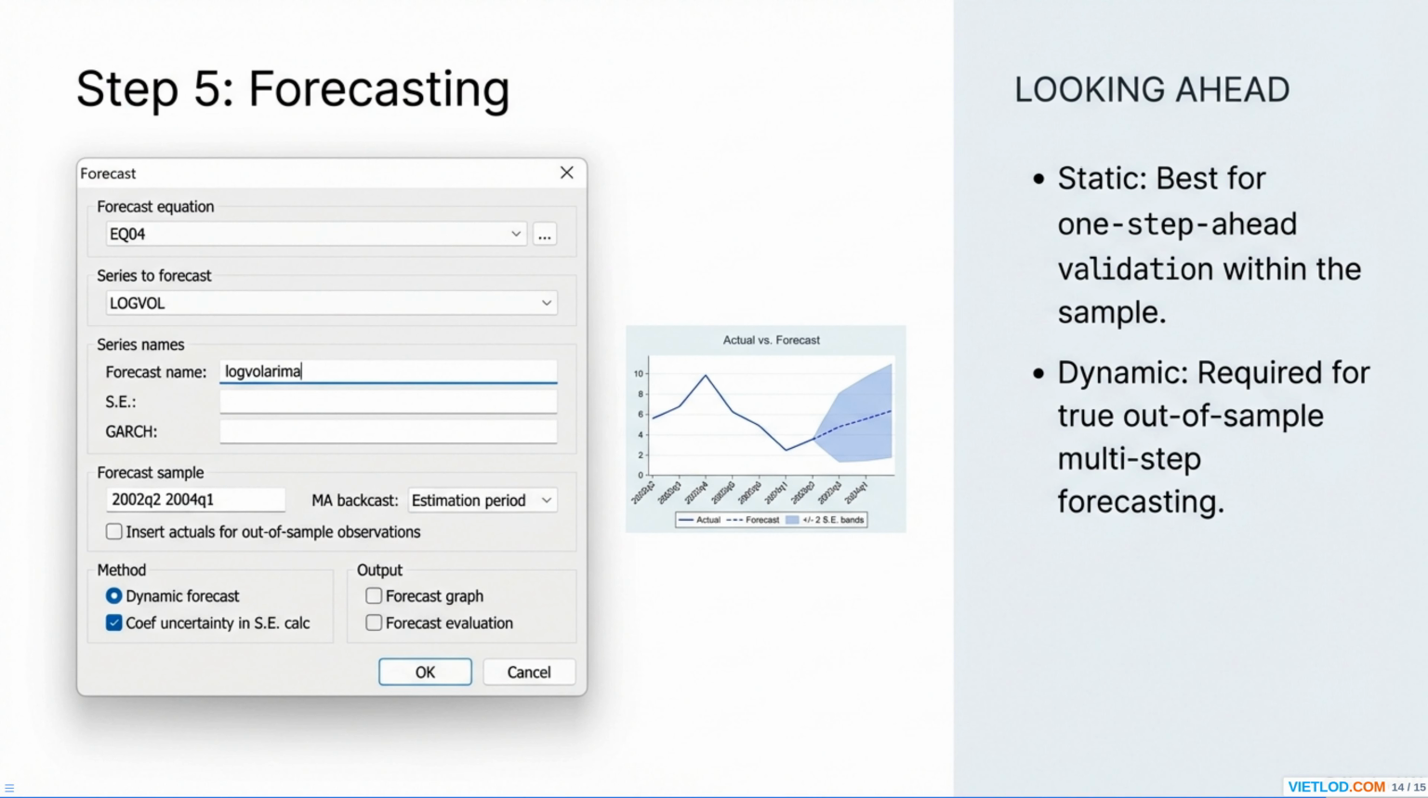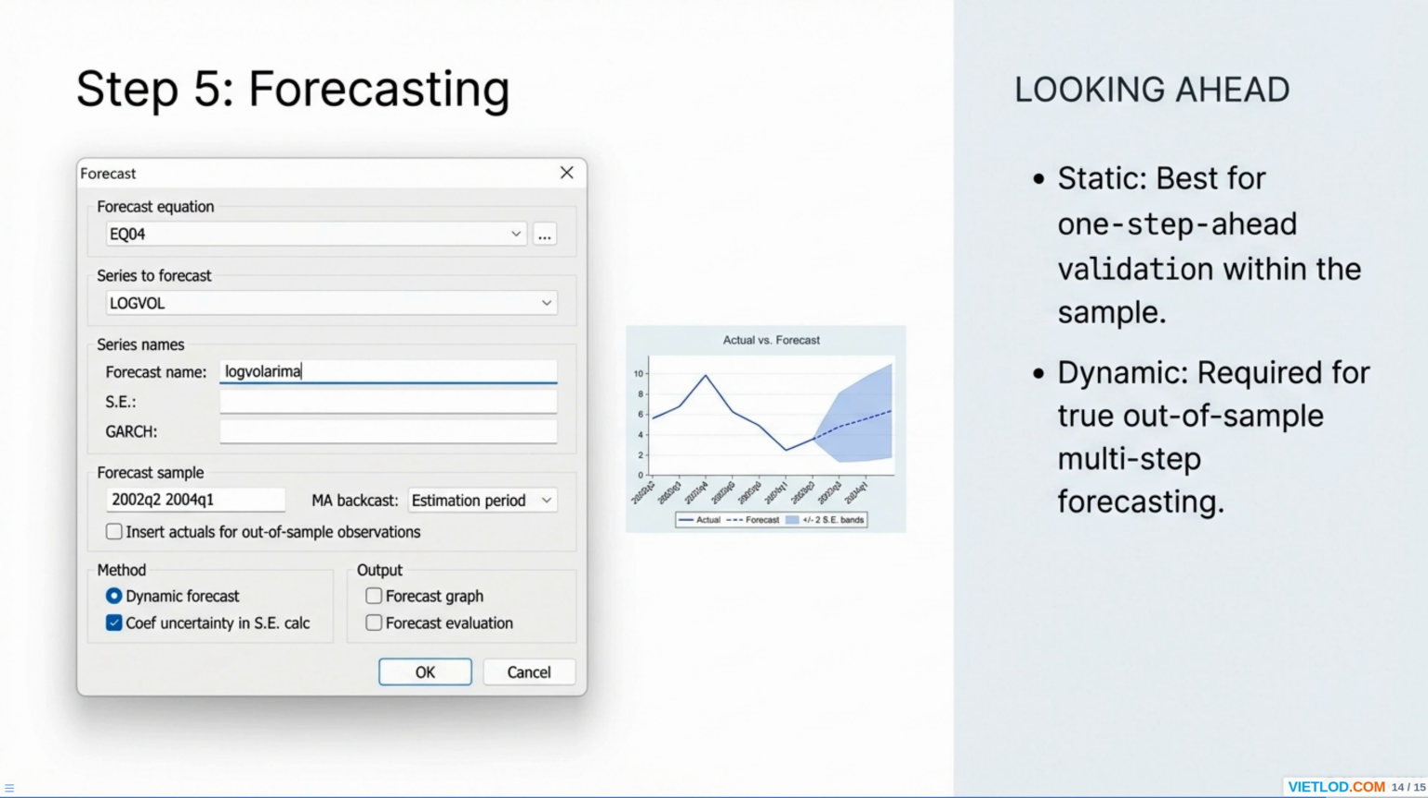Now that we have a well-specified, stable, and validated model, we move to the final and most anticipated step, forecasting. EViews makes this straightforward through the Forecast dialog box, as shown here. You'll specify the forecast equation, the series to forecast, and the forecast name, which in our example is log vol ARIMA. Crucially, you'll define the forecast sample over which you want to generate predictions.